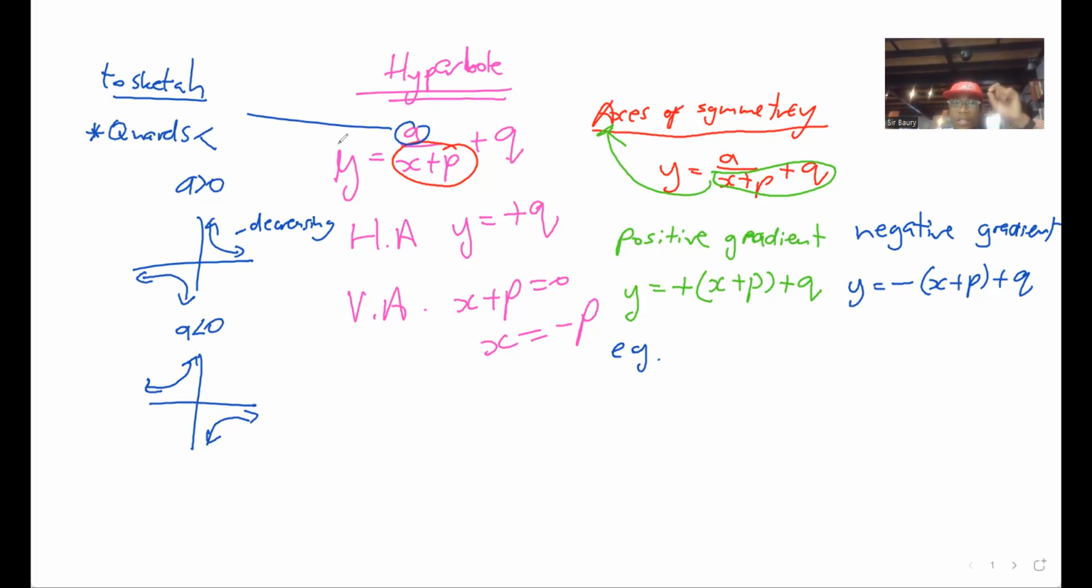That is for sketching. And then asymptotes, and then intercepts. That's sufficient. That's what you need. Only these three. The quadrants, you look at A. With the asymptotes, you look at P and Q. With intercepts, you just equate to 0. That's it.